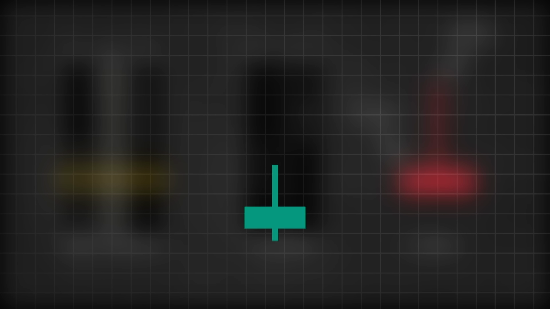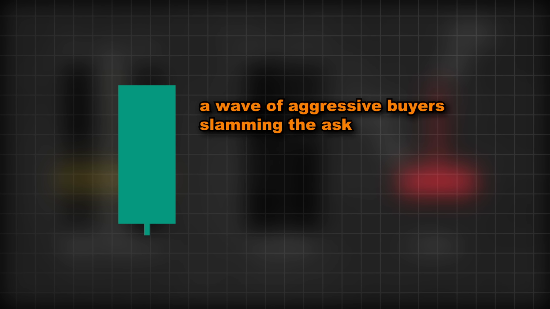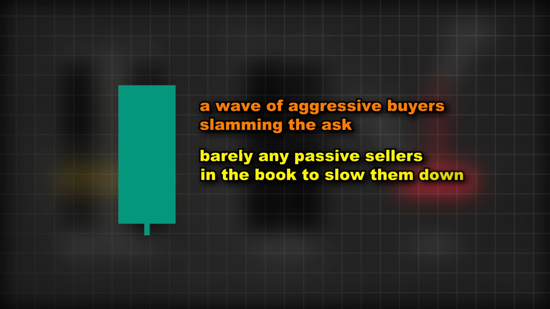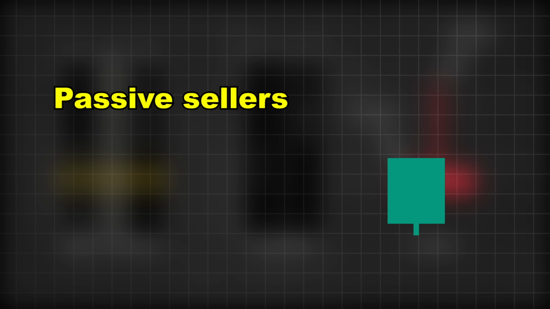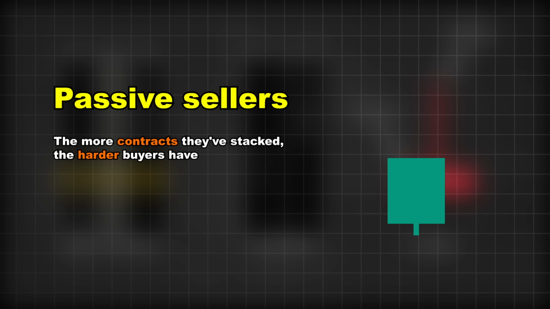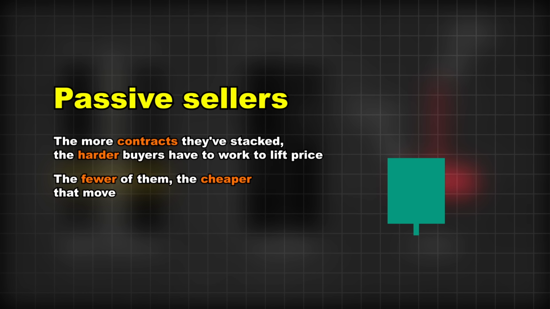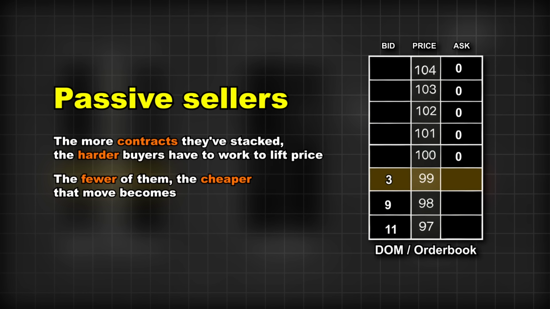Here's the lesson. When you see a candle rip up violently, it's one of 2 scenarios. Either a wave of aggressive buyers slamming the ask, or barely any passive sellers in the book to slow them down. Most of the time, both. Passive sellers are the resistance on the way up. The more contracts they've stacked, the harder buyers have to work to lift price. The fewer of them, the cheaper that move becomes. A handful of aggressive buyers can move price 5 levels if the book above is empty, or barely 1 tick if it's loaded.